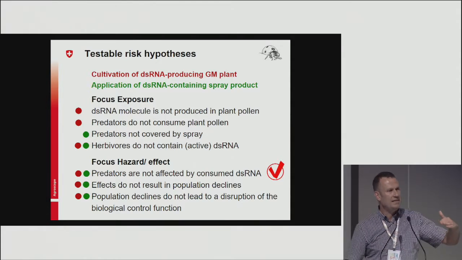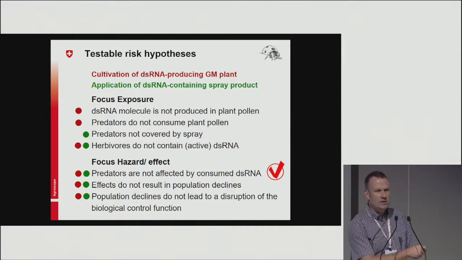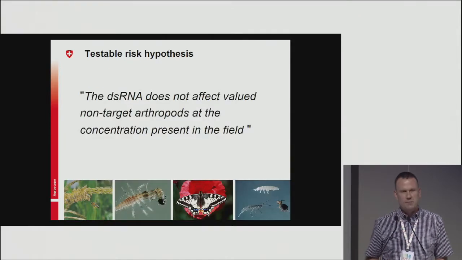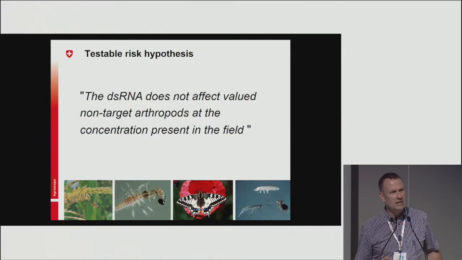So if we can show that insects are not sensitive to a particular stressor, we might not have to worry so much about the exposure here. And that brings me to my favorite, risk hypotheses. It's similarly used for pesticides as well as for GM plants or Bt plants: that the double-stranded RNA does not affect our valued arthropods, our predators, at the concentration as it is in the field.